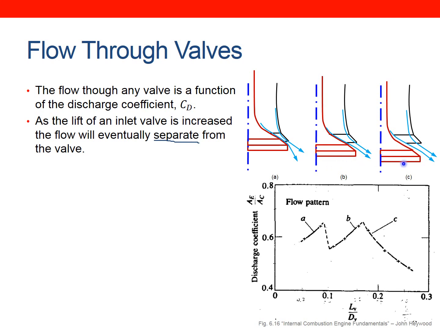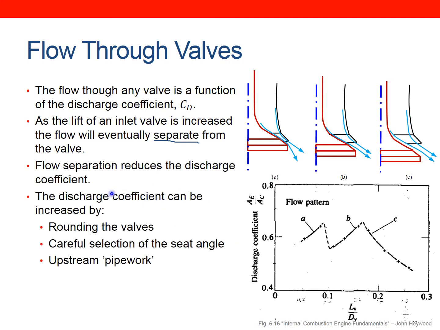So what's happening here is the flow gets so high that it no longer hugs this line. We get a turbulent recirculation regime in here, and the flow separates. Now that effectively acts as a restriction in this area here, and will reduce the discharge coefficient and the amount of flow that can flow through that valve. And if we lift it further, then it will start separating from the intake port as well as the other side, and we'll start restricting the flow even more.